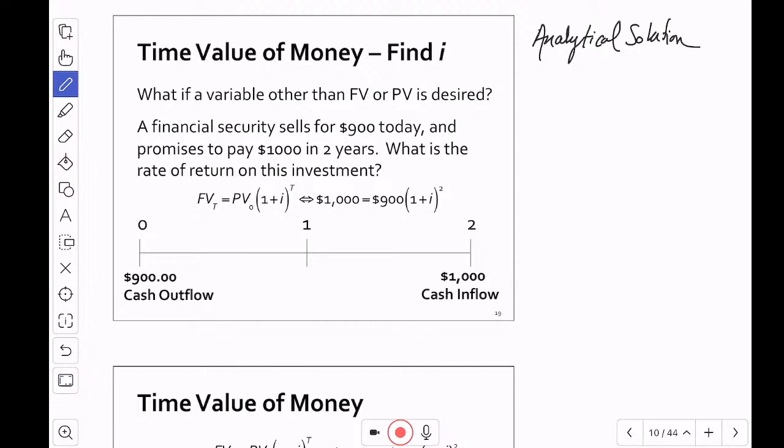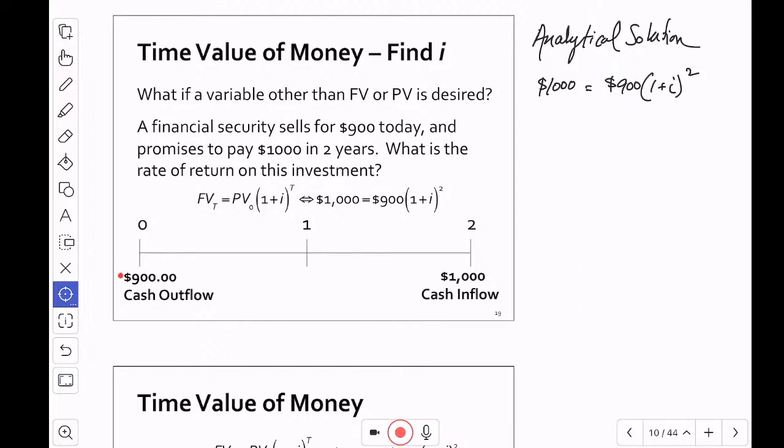Analytical solution is isolating for the unknown variable. So let's say I took the 1,000. I'm just recopying the problem. So what I've done is, this is the basic time value of money formula, and I've inserted the values. This is the cash, this is the future value of $900.